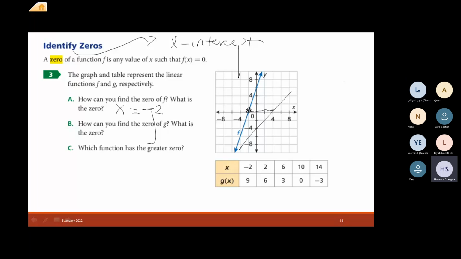The second one. Where is the zero? It's six. Yes, teacher, it's six. I'm talking about g of x. It's six. Here, when x is.